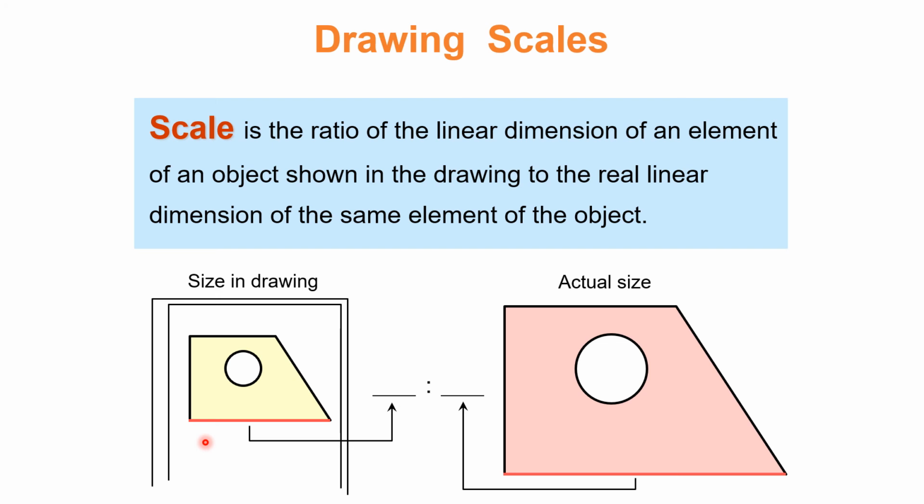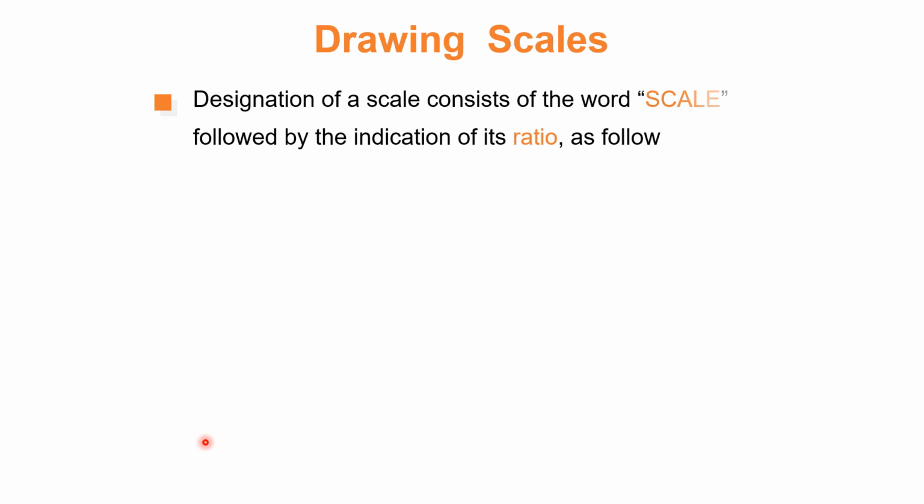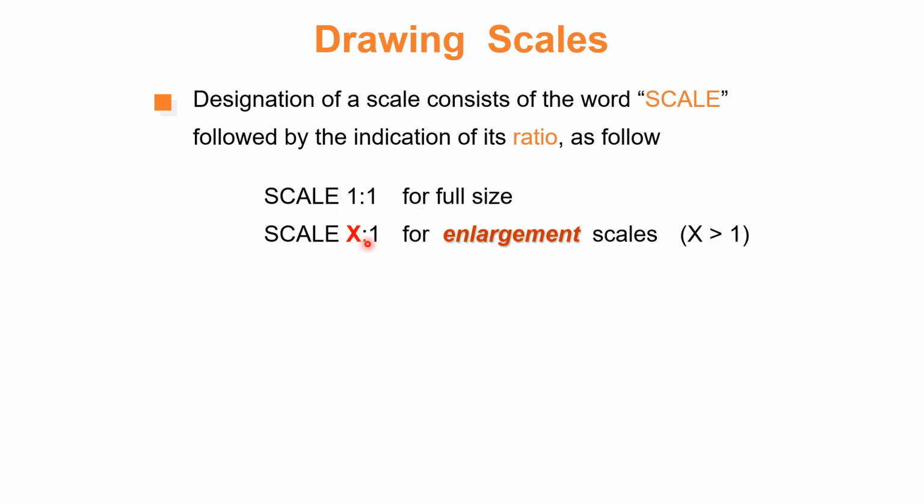Scale is the ratio of two dimensions. Designation of scale consists of the word scale in the drawings, followed by the indication of its ratio as follows. 1:1 means the dimension of the object, maybe a steel piece or a wooden piece, is exactly the same on the drawing. That is the 1:1 scale. And there are x:1 and 1:x. Most commonly in buildings we use 1:x.